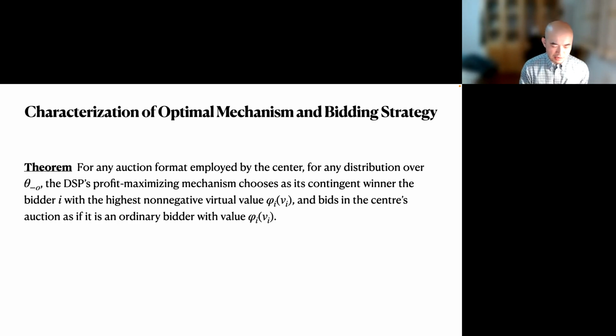In some sense, this characterization says that for a profit maximizing DSP, the two problems are separate, are decoupled: the mechanism design problem and the bidding problem. When he thinks about mechanism design, it's just an ordinary revenue maximizing auction. And for the bidding question, he just needs to focus on how to bid in the center's auction if it's not truthful.